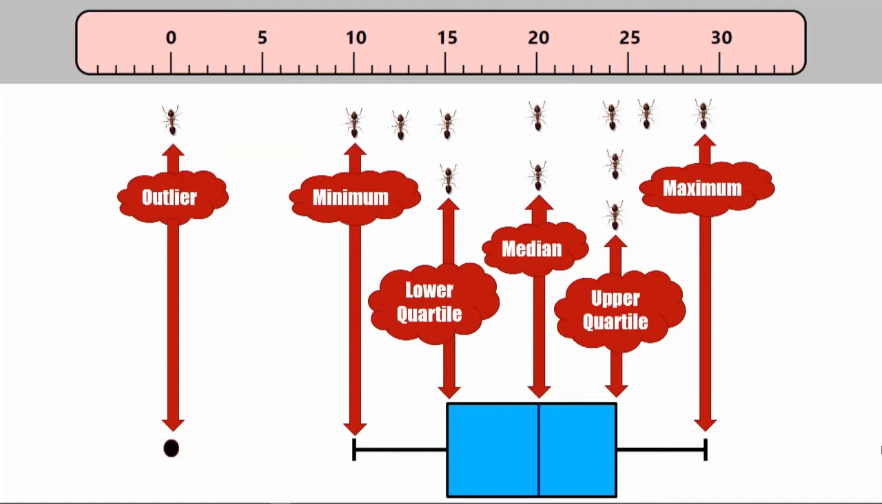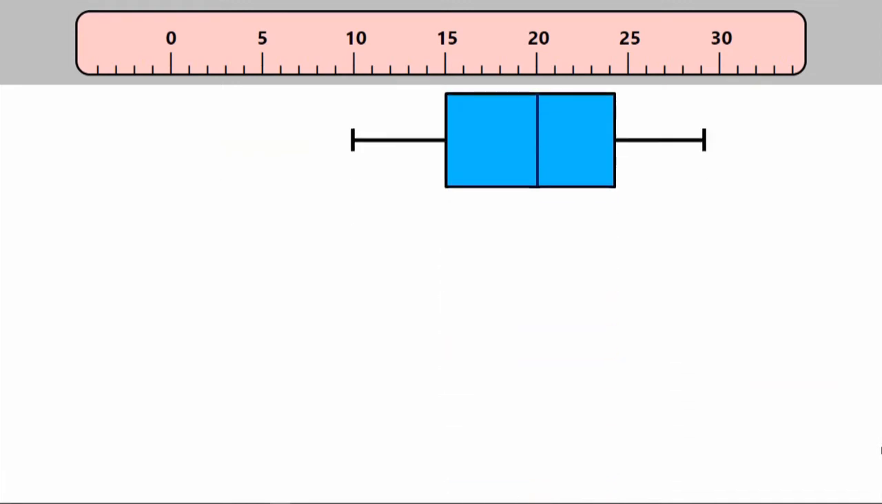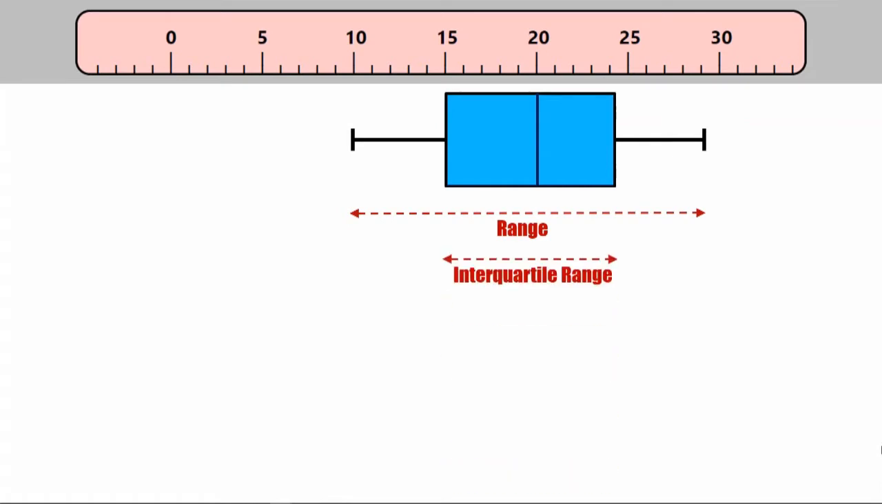Sometimes you can put a little dot to show the outlier, to show how far it is away from the other data items, but not always necessary. So there is our box plot. If we move it up towards the number line, you can read off various pieces of information about the data that we've collected, and it could be collected about anything. And between the minimum and the maximum is called the range, and between the 2 quartiles is called the interquartile range.